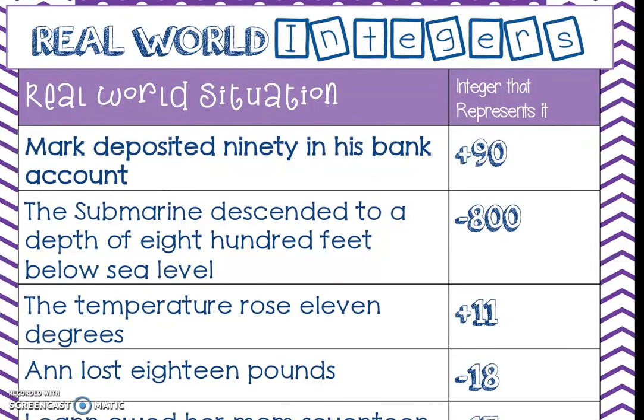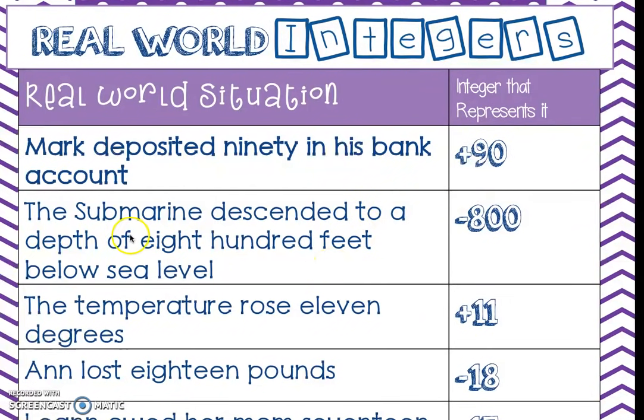Okay, the first one is Mark deposited $90 into his bank account. Deposited means that we're putting that money into our account. So since we're putting it in, that means it's going to be a positive 90. The integer that would represent this situation is positive 90.